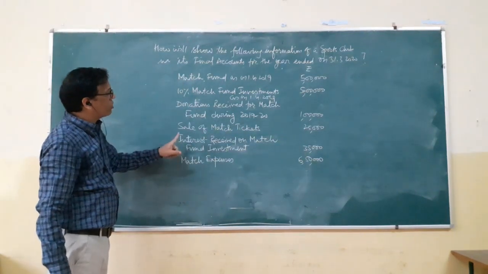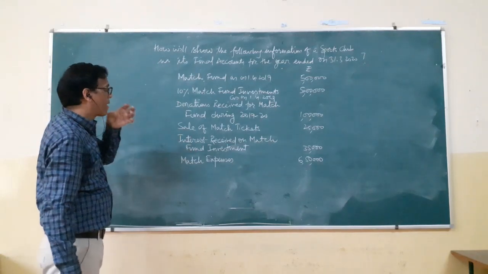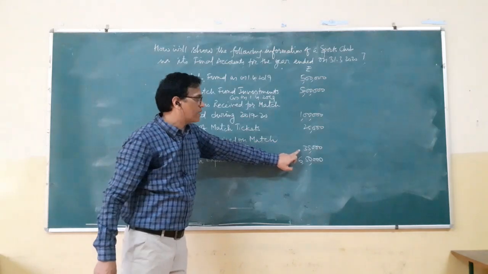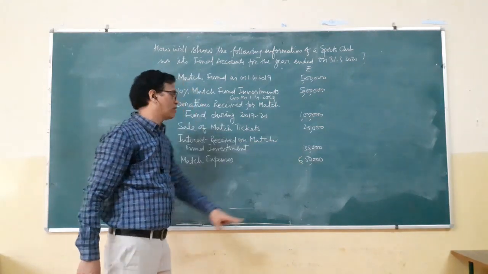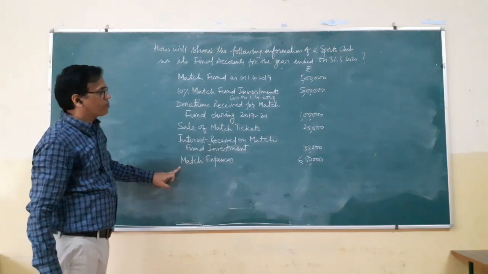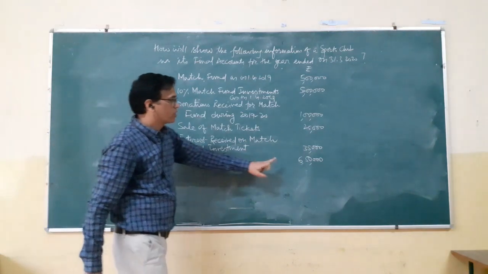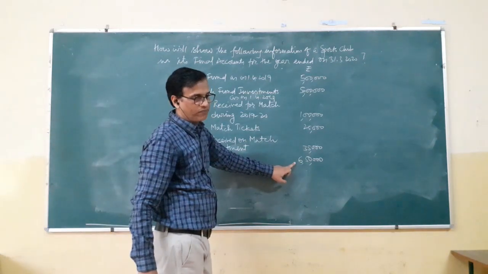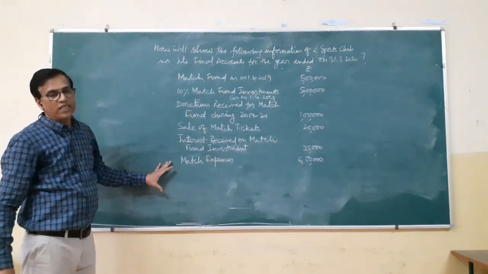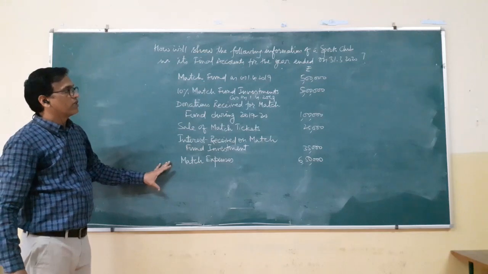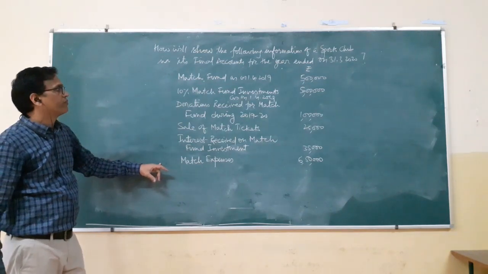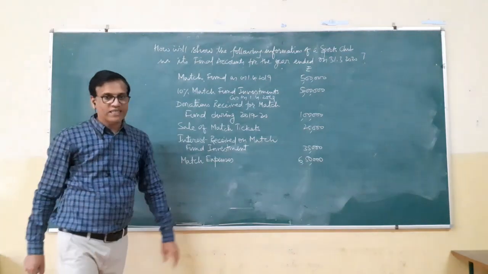Interest received on match fund investment. This match fund investment is there with us. On this, interest received during this year was 35,000 rupees. And during the year, match expenses amounted to 6,50,000 rupees. So first, we have to see where this information is to be placed, the balance sheet or the income and expenditure account. A question like this was asked in the board examination this year.